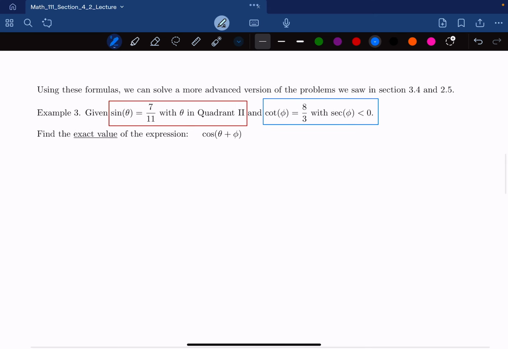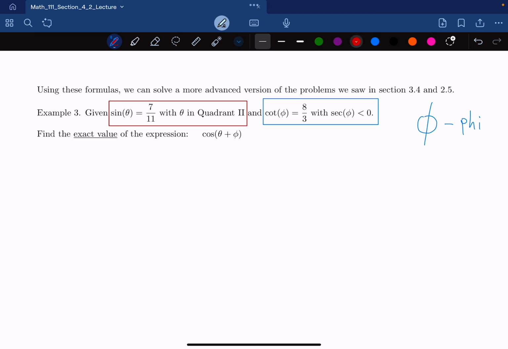This is really the same thing that we're working on in our sections 3.4 and 2.5, except now we have to do multiple triangles in the same problem. Okay? By the way, this letter is the letter phi. We're just going to use the two Greek letters theta and phi for the angles in this particular problem type.